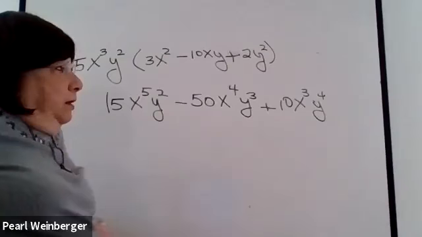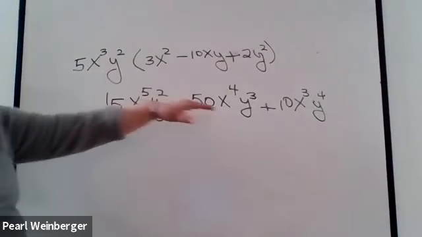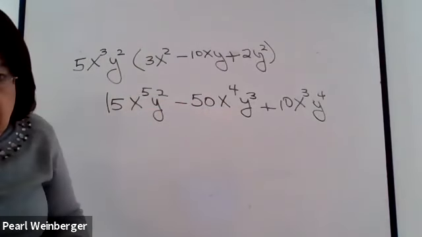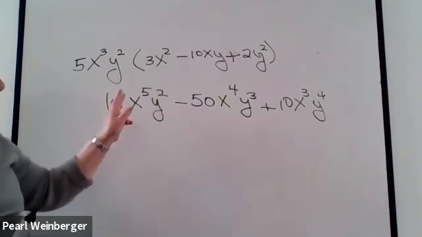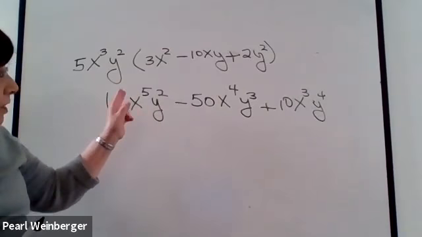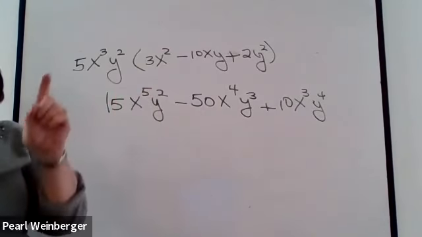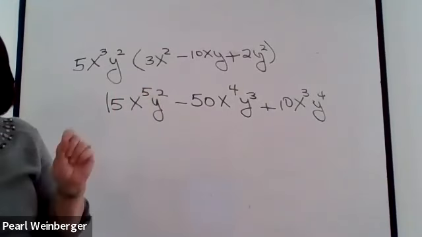Plus 5 times 2, that's 10. Correct. I have no x, so I wrote back my x to the third. And I wrote back my y. And I add the y to the second and the y to the second, which gives me y to the fourth. Correct. Were you able to combine any like terms? Are there any like terms here? No, even though they all have x's and y's, unless they have the same exponents on each of the letters, they're not like terms.